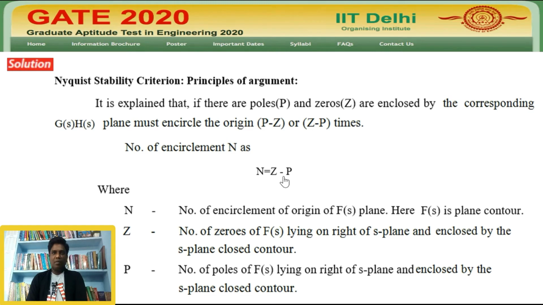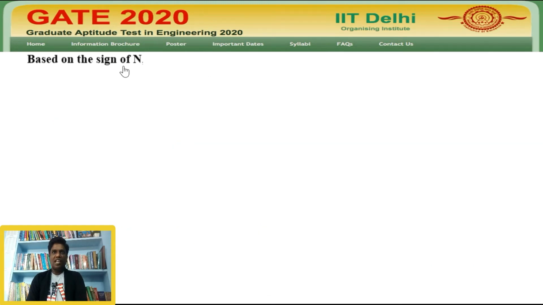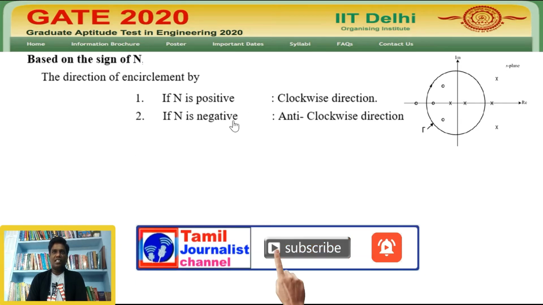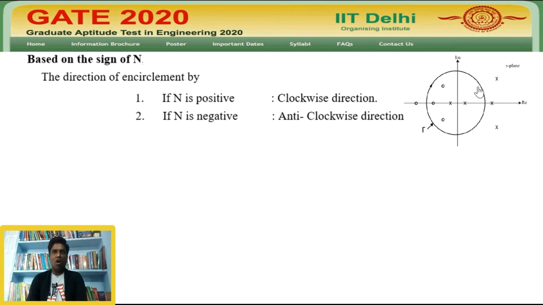From that encirclement formula, based on the sign of the N value, the direction of the encirclement is as follows. First, if N is positive, then the G(s) plane encircles N times in the clockwise direction. Second, if N is negative, then the G(s) plane encircles N times in the anticlockwise or counterclockwise direction. Third, if N is 0, then there is no encirclement by the G(s) plane.